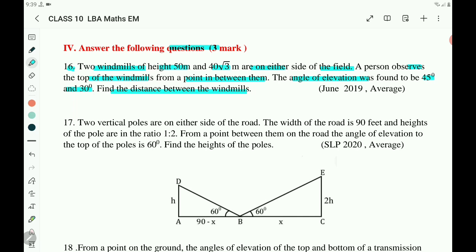Here two windmills are there. Height of the windmills are given and angle of elevation of the top of the windmill from the point between the windmills are also given. We have to find the distance between the windmills.